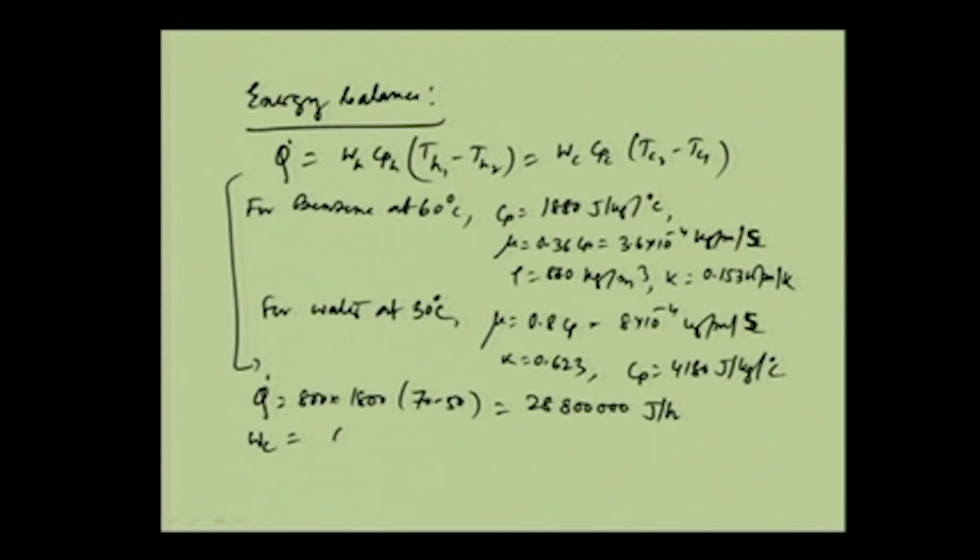WC is becoming 689 kg per hour, and that is equal to basically 288,000,000 divided by 4180 into 10. So that is, we get the W. Then comes inner pipe calculation.